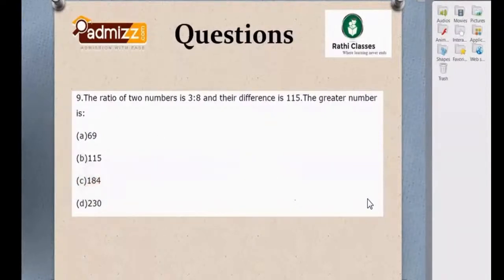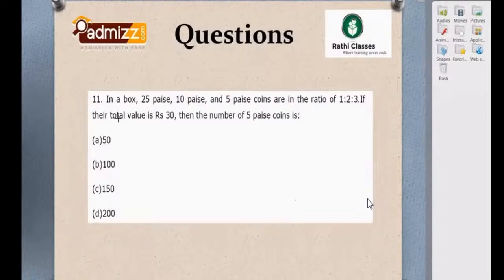Moving on to the next problem. In question number 11, in a box, 25 paise, 10 paise and 5 paise coins are in the ratio 1:2:3. If their value is rupees 30, then find the number of coins. These are in paise and these are in rupees, so first you need to multiply by 100 to convert to paise. 3 plus 2 plus 1 is 6, 6k is 3000, that means k is 500. So the answer is 3 into 500, 1500. So the option would be 1500.